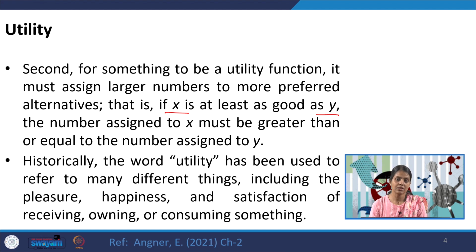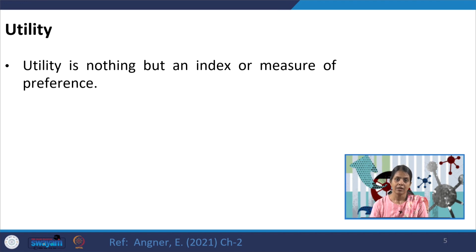Historically, the word utility has been used to refer to many different things, including pleasure, happiness and the satisfaction of receiving, owning or consuming something. Utility is nothing but an index or measure of preference. So, the way we use a certain concept to measure something else, in a similar fashion utility is a concept which is used to measure preference. It can also be considered as an index.